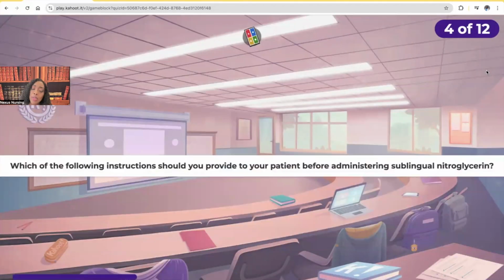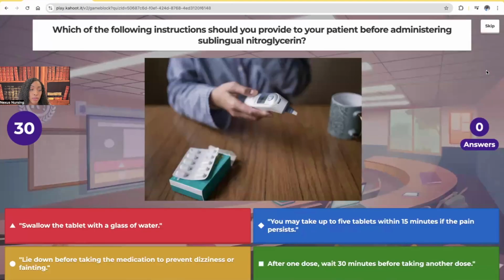All right. Which of the following instructions should you provide to the patient before administering sublingual nitroglycerin? Swallow the tablet with a glass of water. You may take up to 5 tablets within 15 minutes if the pain persists. Lie down before taking the medication to prevent dizziness or fainting. After one dose, wait 30 minutes before taking another dose.